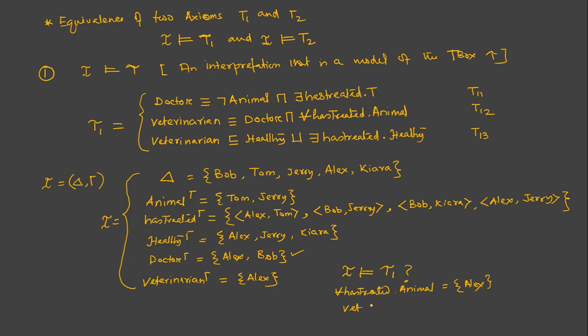So this vet will include the set of doctor, which was Alex, Bob, and intersection Alex, right? And if we compute this, it will become Alex. And you see that the same interpretation we have here, right? So you see that this interpretation goes well with this T box. So that's why we say that this interpretation I is a model of T1, right? So this is what we have demonstrated, right?